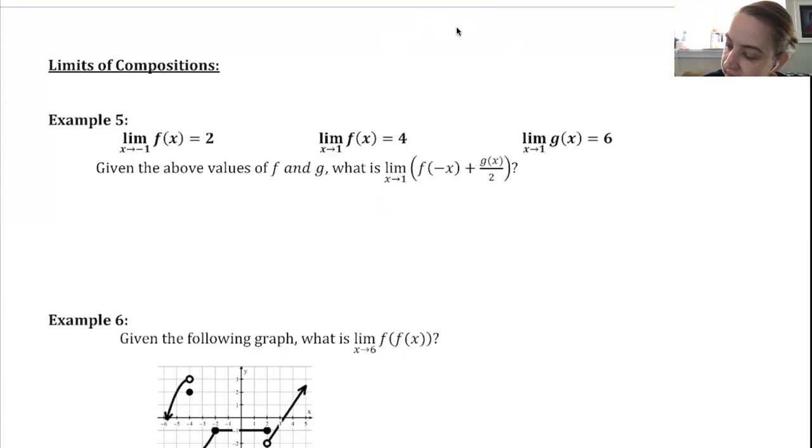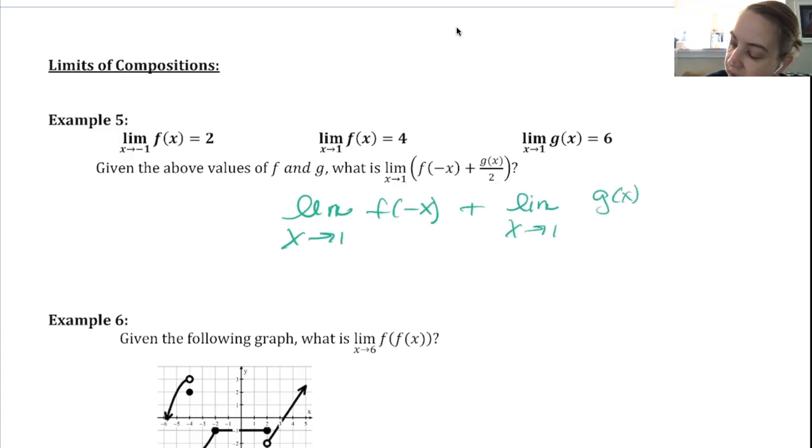So this is the limit as x approaches 1 of f of negative x plus the limit as x approaches 1 of g of x over 2. Something like this. So now you can look at each piece individually. So for that first piece, the first term, we'll put 1 in for that x. So this becomes f of negative 1. Now, when I look up above, what's the limit as x approaches 1?